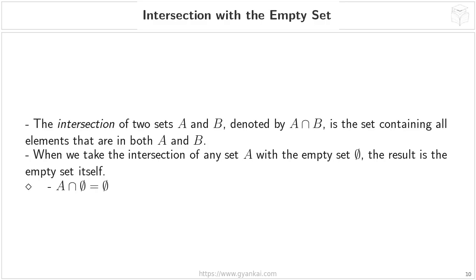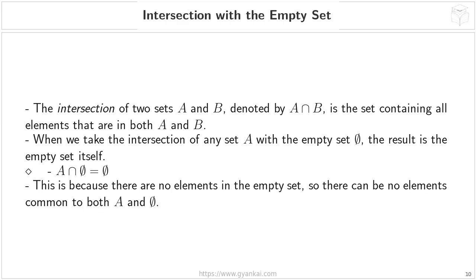Now here's where the empty set comes in. What happens when we take the intersection of any set? Let's stick with A and the empty set. Well, the result is always the empty set itself. We write this as A intersection empty set equals empty set.